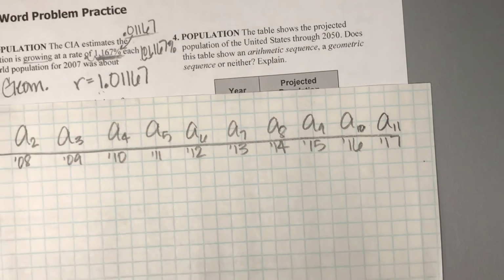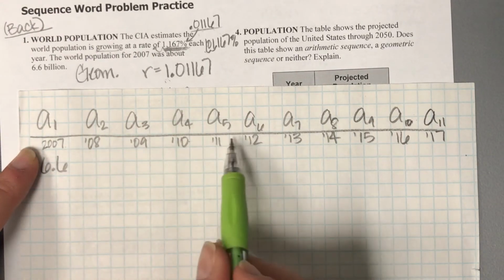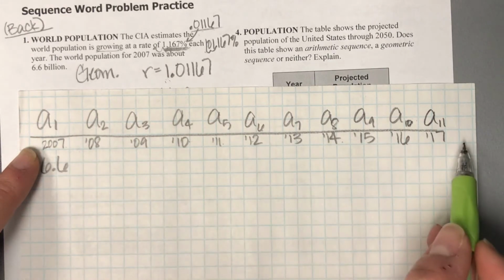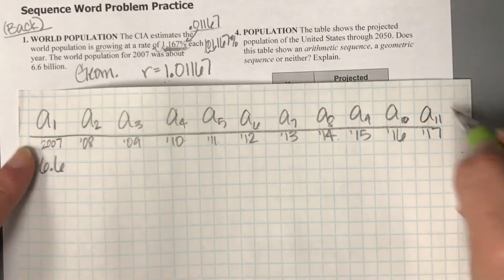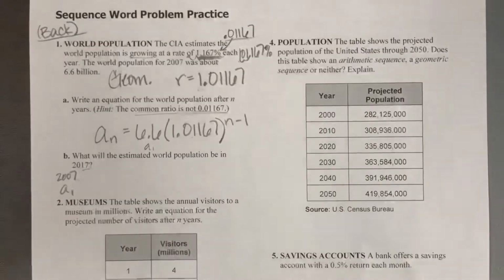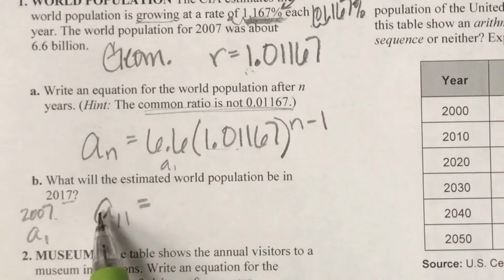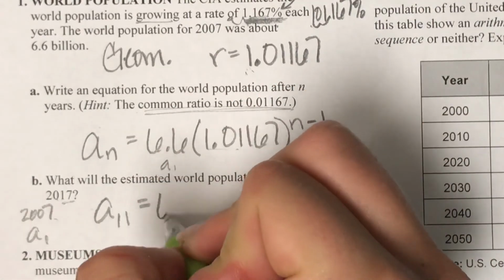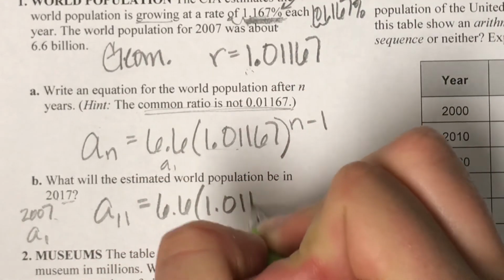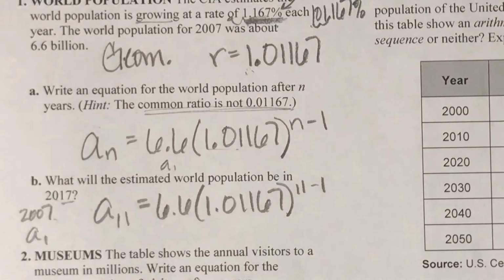So let me zoom out so you can see everything there. If the first term is 2007, I'm just going year, year, year. Every year, we're going to be multiplying by my ratio all the way out. So that actually puts me in the 11th term here. So I'm going to take my formula and figure out A sub 11. That's weird because it doesn't really match the year. But again, if you count out what term that is, that's how we get there. So I'm going to go 6.6 times 1.01167 raised to the 11 minus 1. That's what my formula is telling me to do.